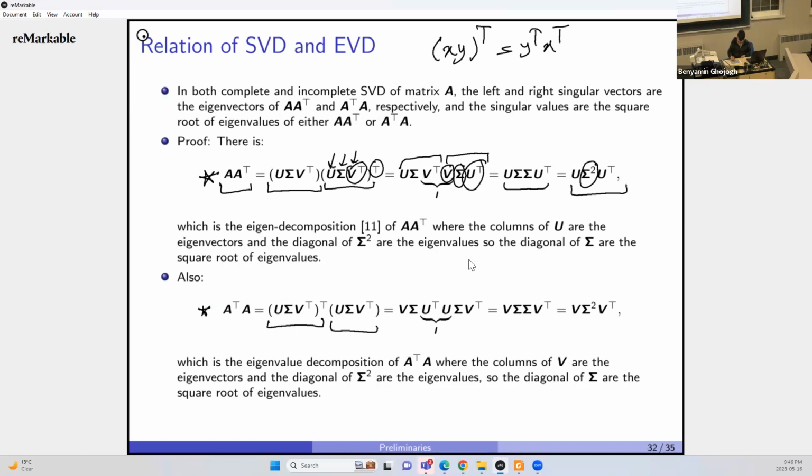So it's like this. It becomes V sigma U transpose, U. U transpose U is I. We will have V sigma squared V transpose. What is this again? This is eigenvalue decomposition. So in summary, consider the SVD of A, U sigma V transpose. U can be seen as the eigenvectors of A A transpose. V can be seen as the eigenvectors of A transpose A. Sigma can be seen as the square root of the eigenvalues of either A A transpose or A transpose A.